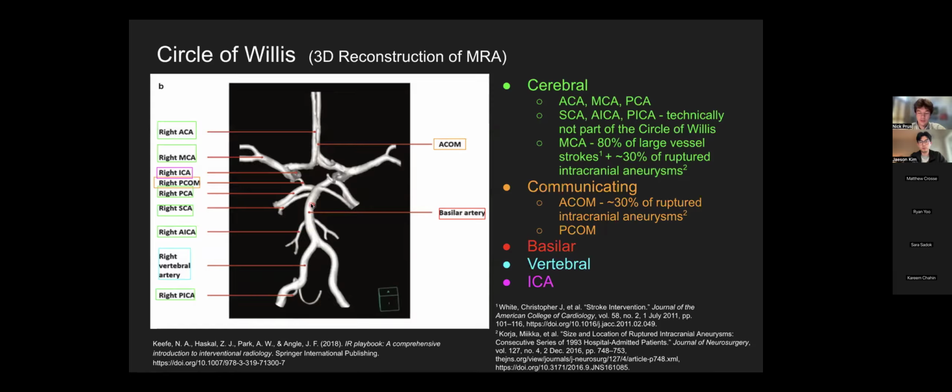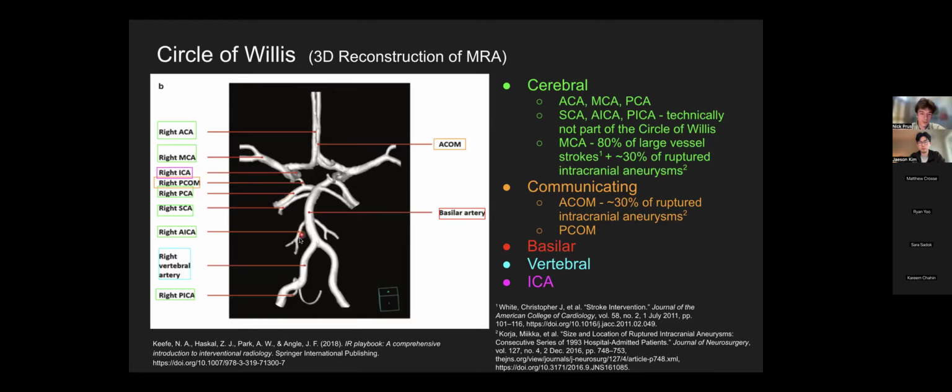Then you also have a lot of communicating and cerebral arteries. So you have the anterior communicating arteries, and then you also have the posterior communicating arteries that I just talked about. And then something significant with the anterior communicating arteries is that 30% of ruptured intracranial aneurysms occur with the anterior communicating arteries. And then there's a lot of cerebral or cerebellar arteries. So you have the anterior, middle, and then posterior. And then you also have the SCA, which is the superior. You have the anterior inferior and posterior inferior.